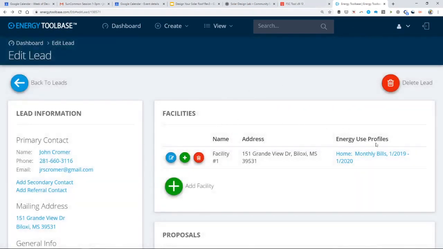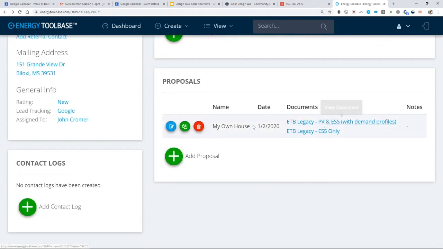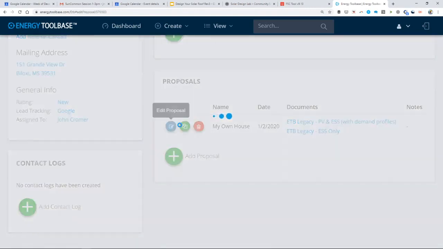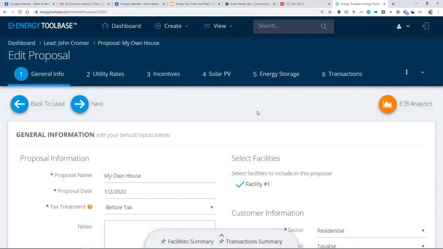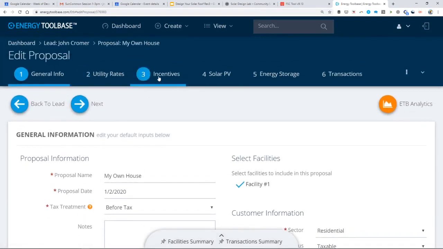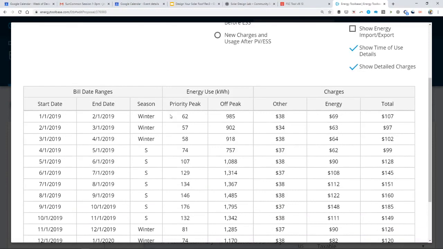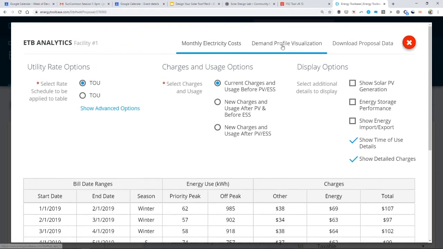And that is because in Mississippi you don't get anything for outflowing onto the grid. It's just not a very good deal. And so here we've modeled our energy use and our energy charges.